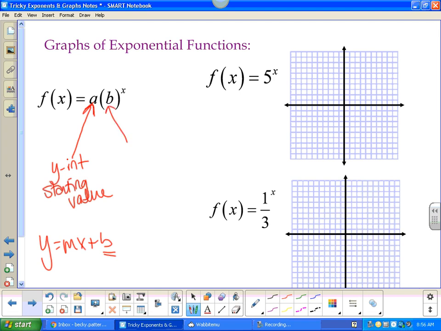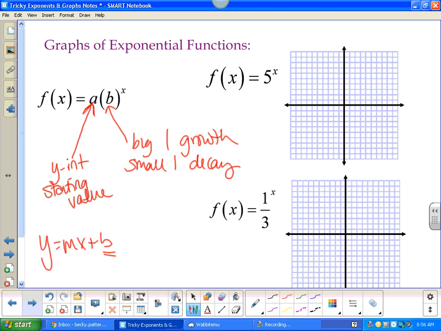This, if it's bigger than 1, we're growth. If it's smaller than 1, it's decay. And we've dealt with that the past couple of days. If it's bigger than 1, then I'm appreciating. It is increasing in value. If it's smaller than 1, it is depreciating. It is going down in value.